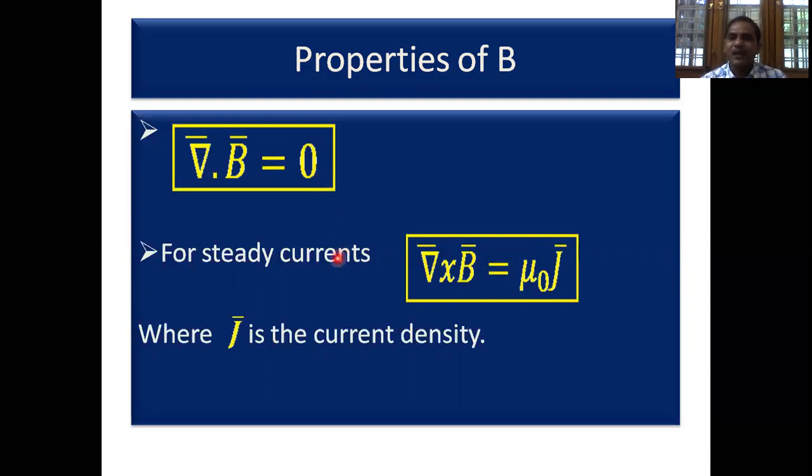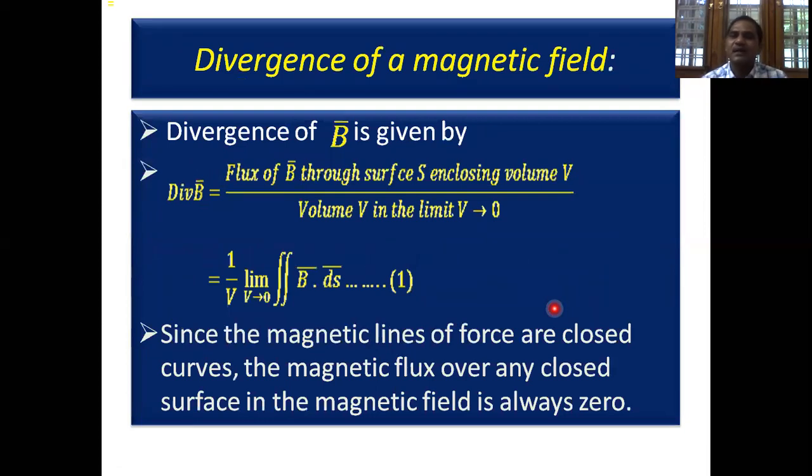You remember that. For the steady currents, the curl of B bar, that is del bar cross B bar, equals mu naught times the current density. Del bar cross B bar or curl B bar equals mu naught J. So these are the properties. Del bar dot B bar equals 0 is always true, and del bar cross B bar equals mu naught into J bar for the steady currents. For varying currents, del bar cross B bar is not equal to mu naught J, there that formula has to be modified. So we will discuss that in the next chapter.